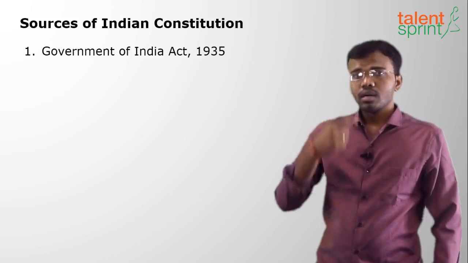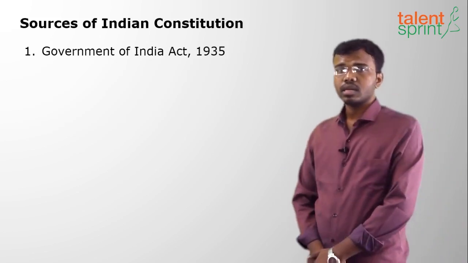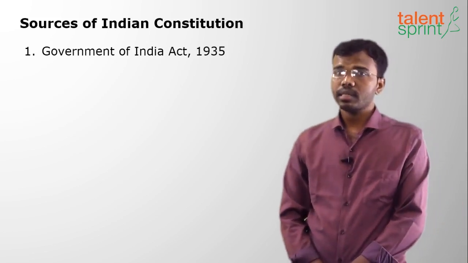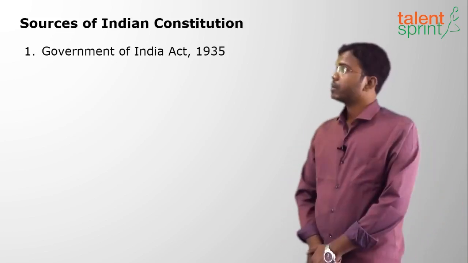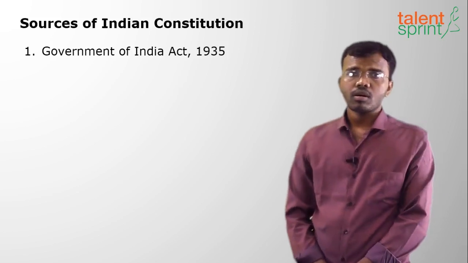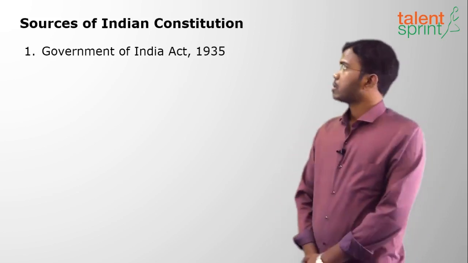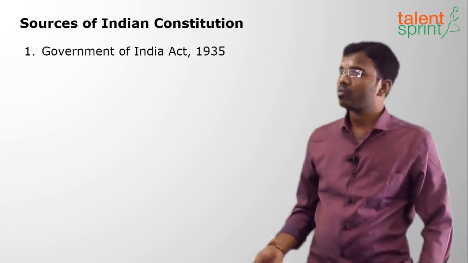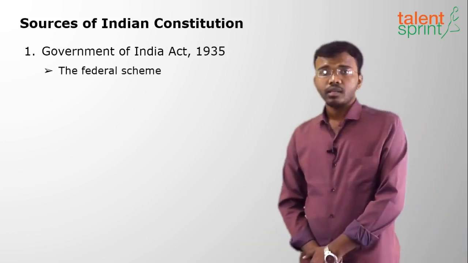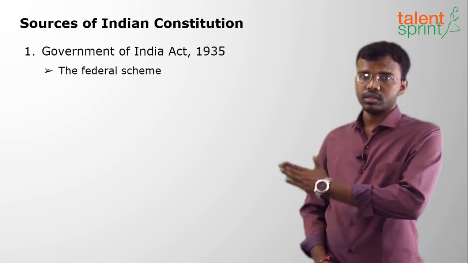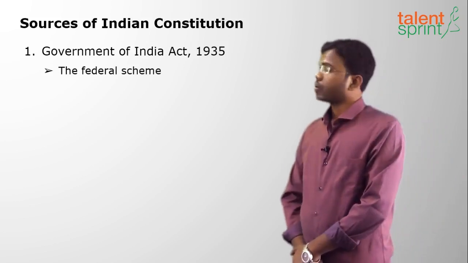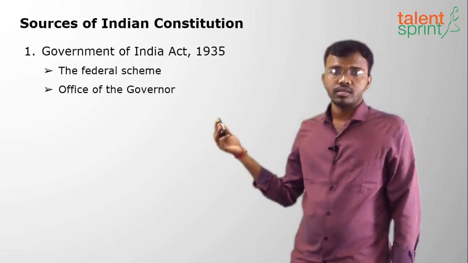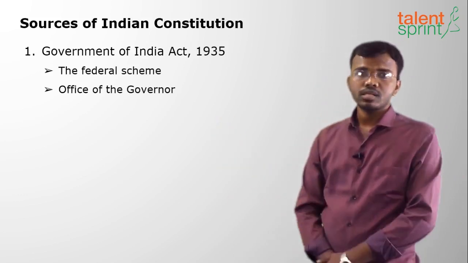Because the British ruled from 1600 onwards, first by the East India Company, then directly by the British, they forced so many British laws upon us. So the first important law is the Government of India Act 1935. So from it what have we taken? The federal scheme, I have already told you, divisions. Okay. The next is the office of the governor. We have a governor for each state. Next is emergency provisions.